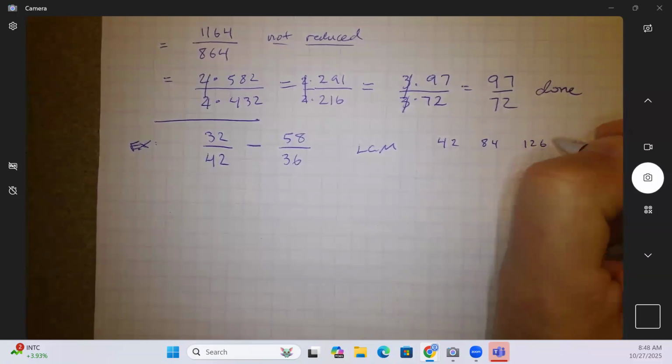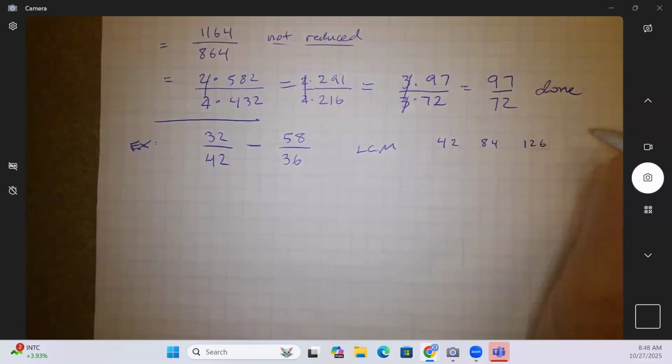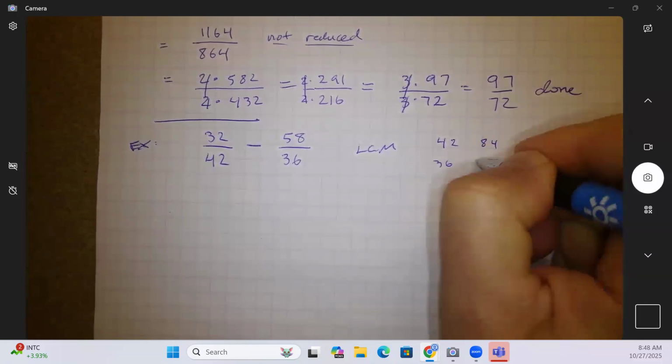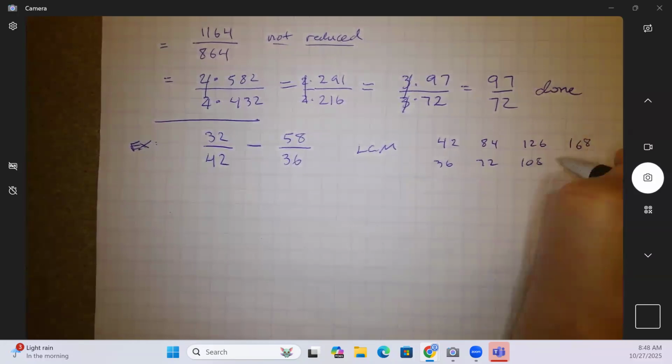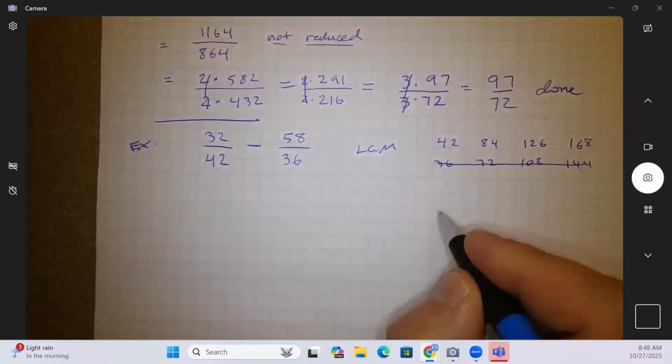126, 168. Let me count by 36s a little bit. 36, 72, 108, 144. Yeah, it's not working yet, but that's okay. I should have given myself more space. Let's do this.